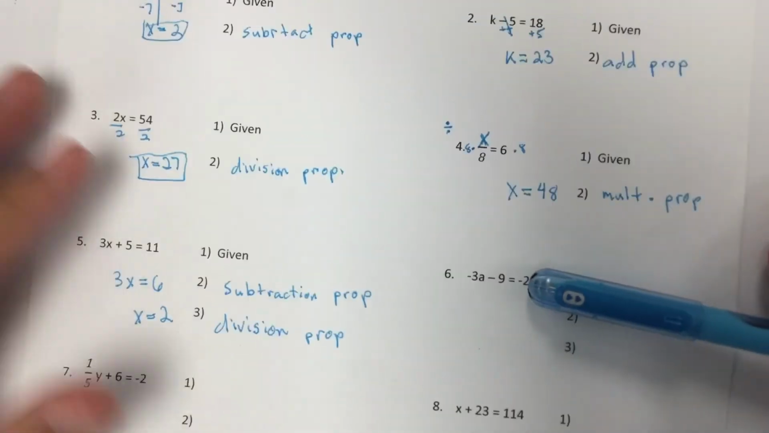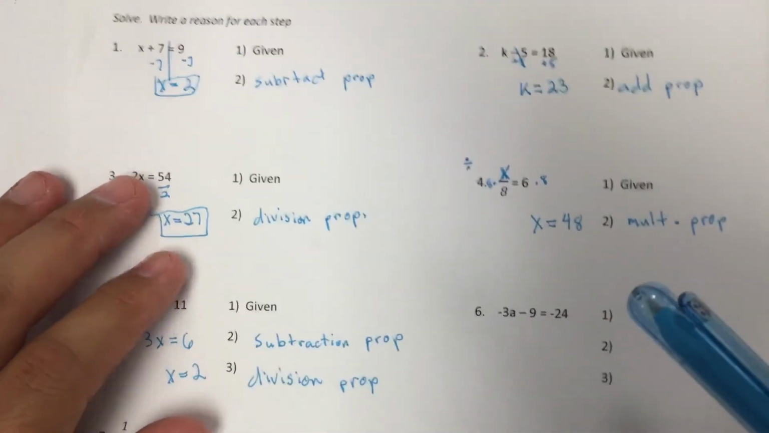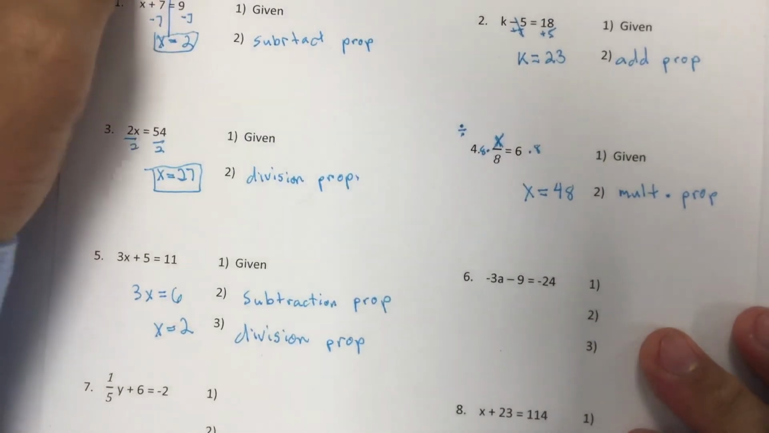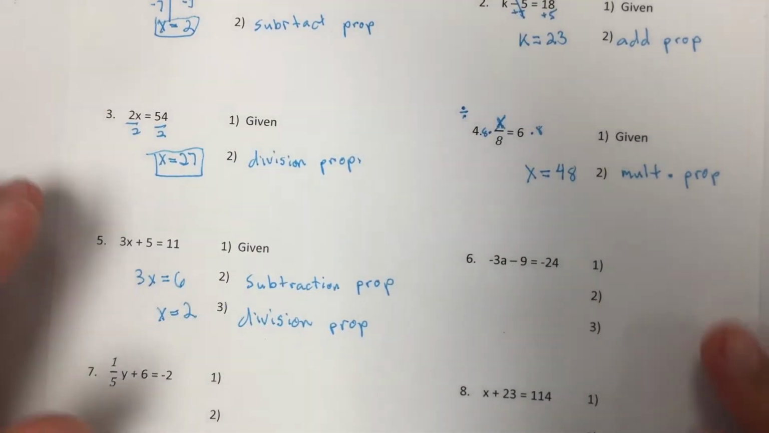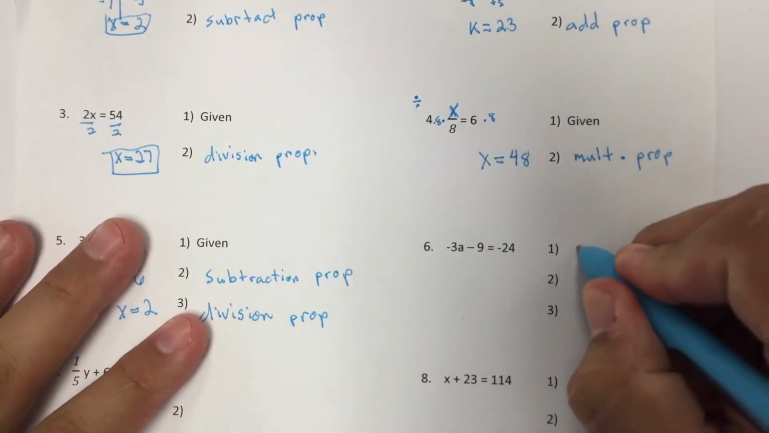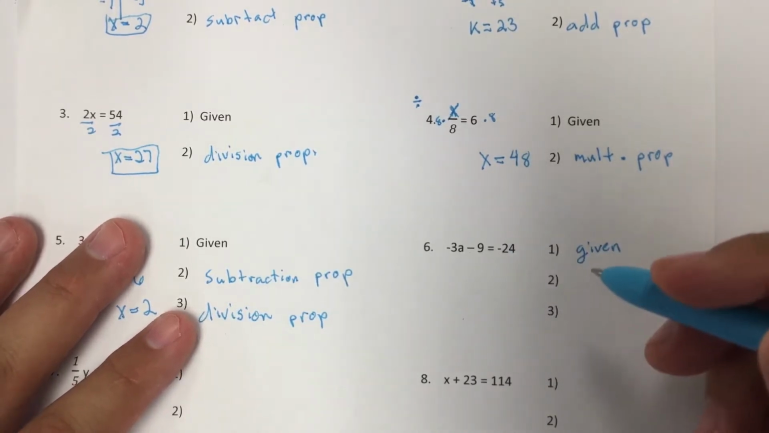Okay? So again, if we look at number 6, we have negative 3a minus 9 equals negative 24. Well, what's my first thing that I'm doing? Well, I hope that you say given. Given should always be the first. Notice it was the first on all of these other ones because this is my given statement. Based on this given statement, I'm going to come to a conclusion.